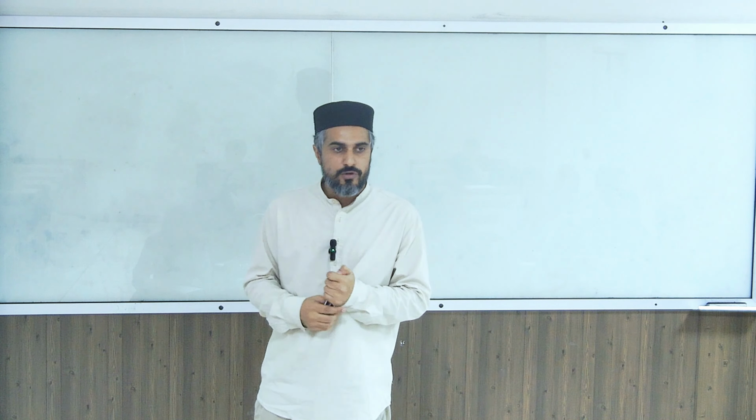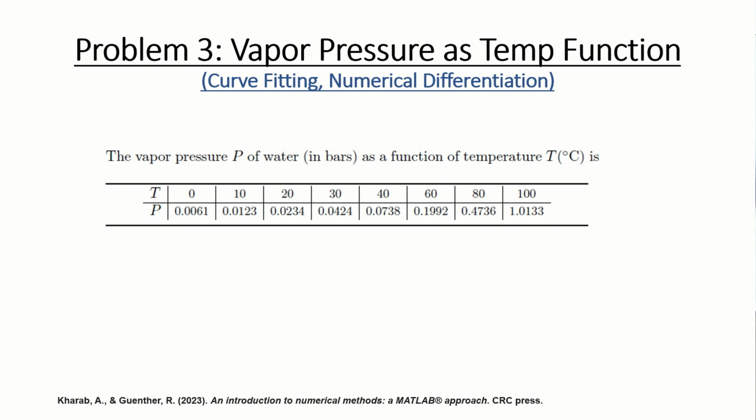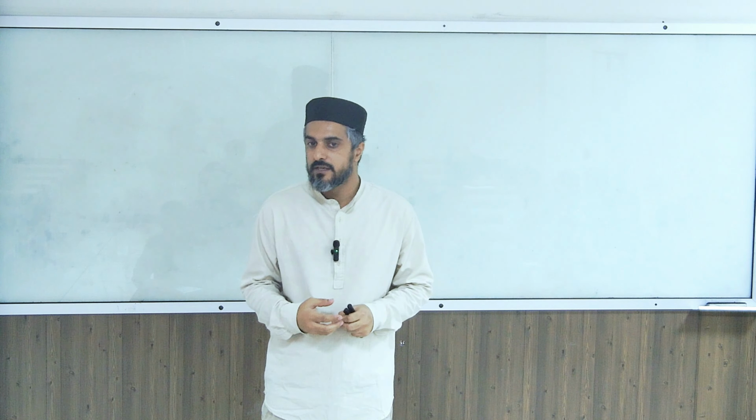Going to the third problem. The third problem is about data. You have certain observations of pressure against temperature. Maybe you have done an experiment, or you have noted down information for a particular experiment, and you have this information, and you wish to find the pressure maybe at 25 degrees Celsius, which is not available in this table. Or maybe you wish to find it at 70 degrees Celsius, or at 110 degrees Celsius.